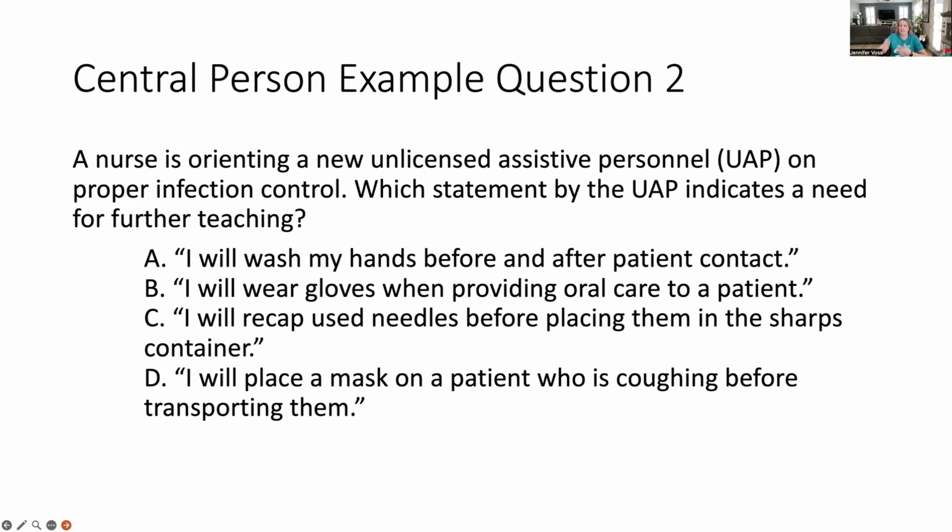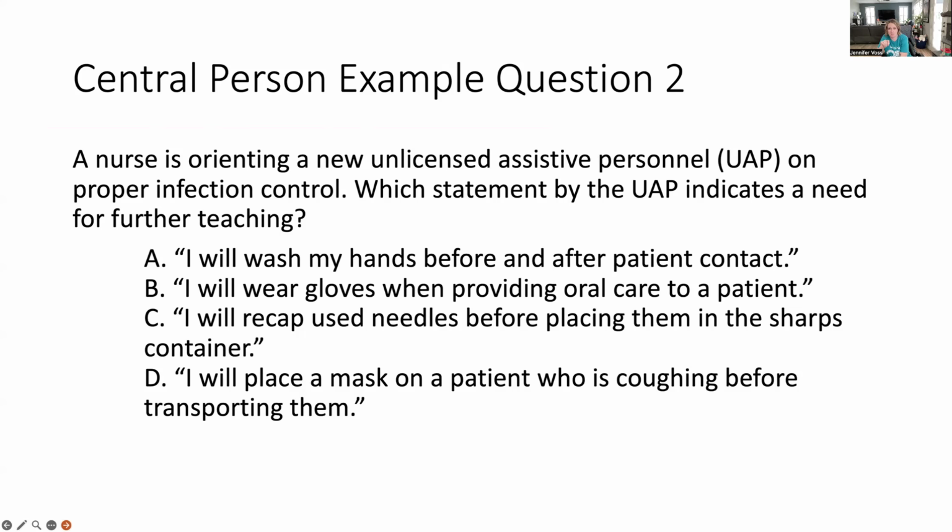So right away, I need to reverse my thinking and remind myself that I am looking for a false answer, okay? All right, I will wash my hands before and after patient contact. That seems like a true thing. I will wear gloves when we're providing oral care to a patient. I hope so. I will recap used needles when placing them in the sharps container. I don't think we should be recapping used needles, so that seems false. I will place a mask on the patient who is coughing before transporting them. That seems like a true.